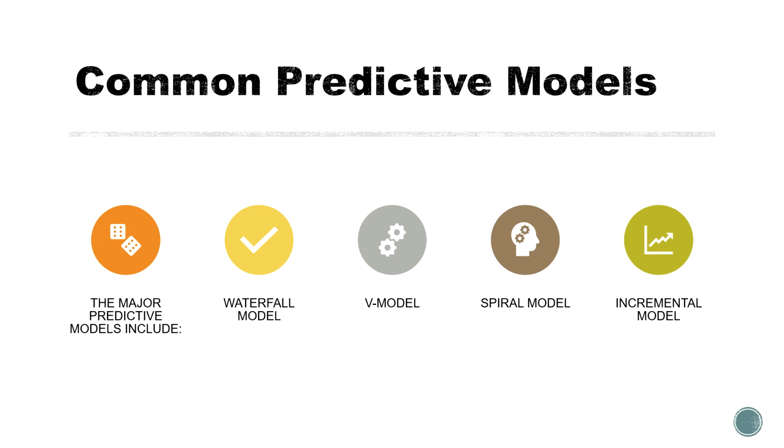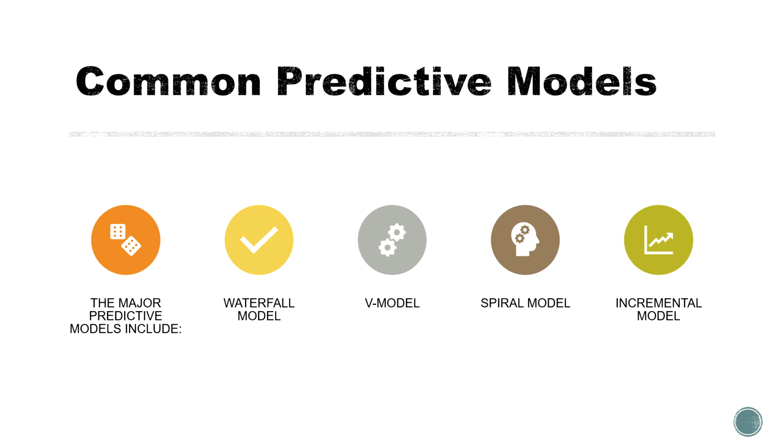Okay, what are the common predictive models we have? The waterfall model, the V model which we are going to study today, the spiral model, the incremental model. All these models fall in the category of predictive models. Now today our main focus will be on the V model.